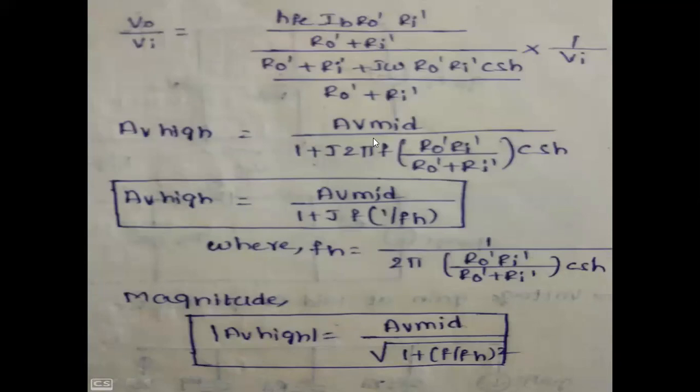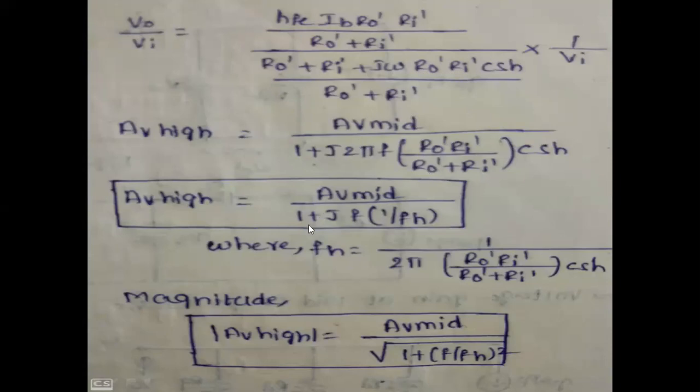We already know AV mid is the already derived value, that is minus hFE IB R0 dash RA dash by R0 dash plus RA dash into 1 by VI. So in place of that value, we are substituting AV mid. Here we have minus, and in the denominator term, R0 dash plus RA dash by R0 dash plus RA dash becomes 1, plus the remaining term, j into omega, meaning 2 pi, of R0 dash RA dash CSH by R0 dash plus RA dash.